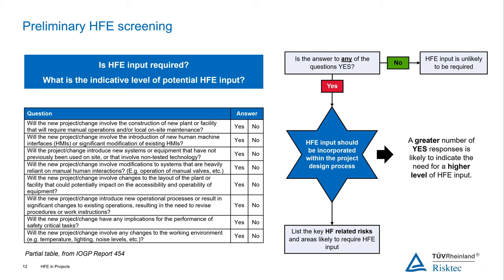And a greater number of those yes responses gives you that sort of high level broad brush indication of how much input you may need. So if you've got a whole raft of yeses there, you're going to be thinking to yourself, okay, we probably need quite a lot of input here. And the other thing that comes out of the screening is looking at these activities, these areas of change in the project. It can help you identify some of the key HF related risks that you might need to be thinking about. So you do that at an early stage.